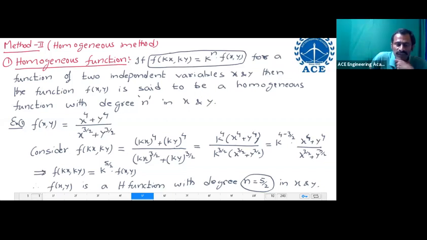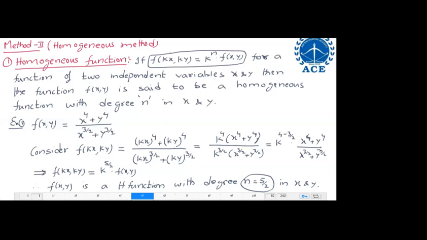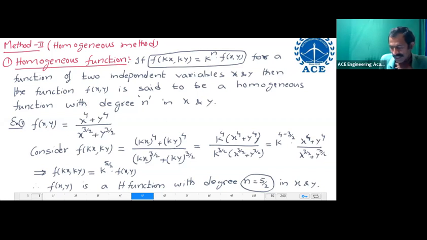Now you can ask. Hello. Tell me. Sir, I want to ask how to determine the degree in the homogeneous method. For example, if we have dy by dx equal to f of x, y, how should the degree be decided? How should the degree be defined by the function?